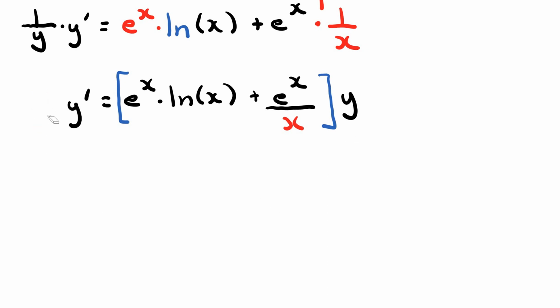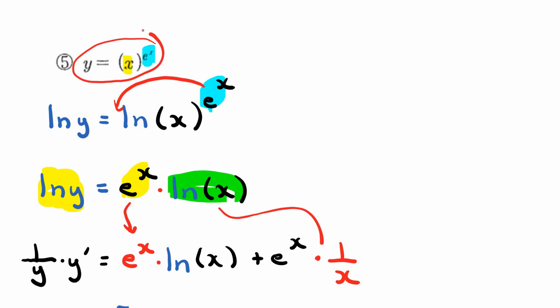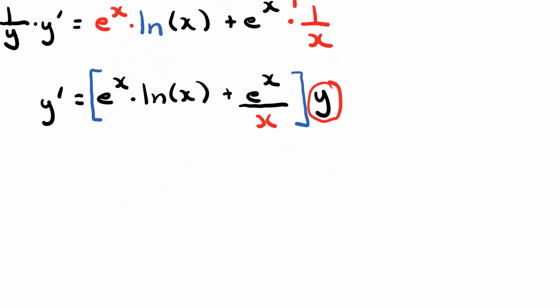Technically this is correct, and the last thing we're going to do here is substitute the original function. Once again, what is this y here? That y is the original function, and the original function was x to the power of e to the x. So if I erase this, I get x to the power of e to the power of x. There's your final answer for question number 5.